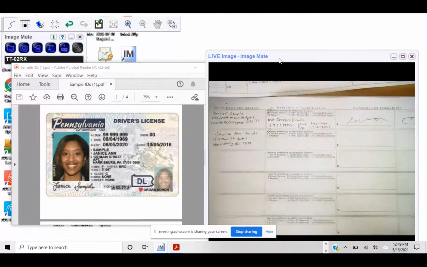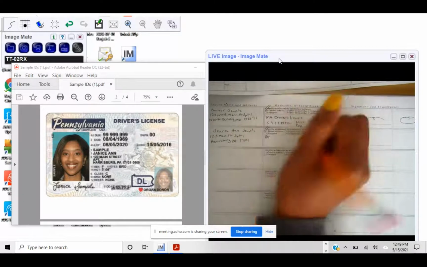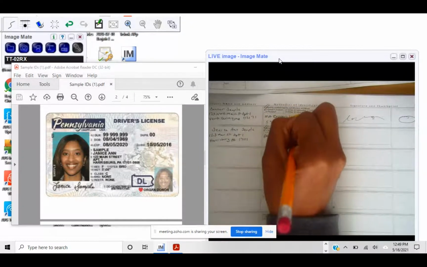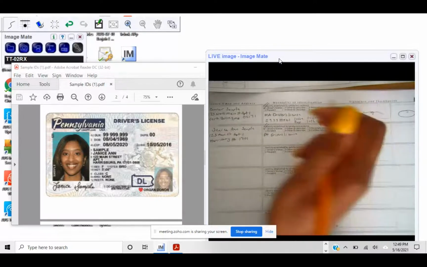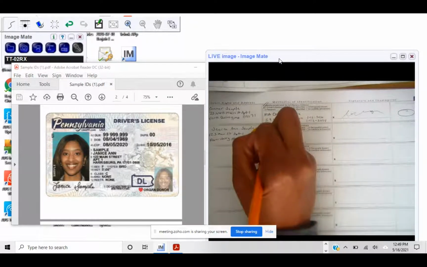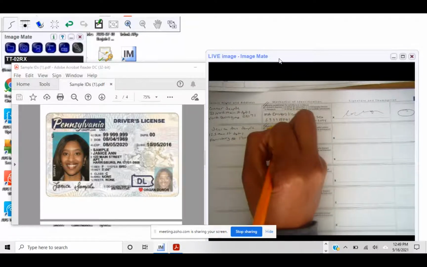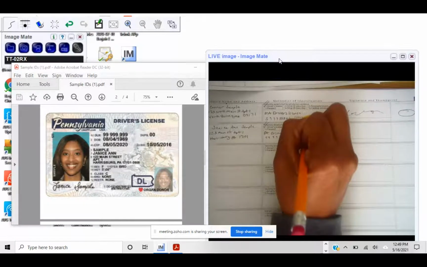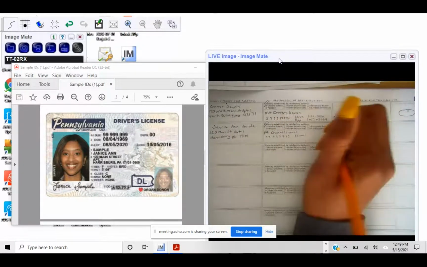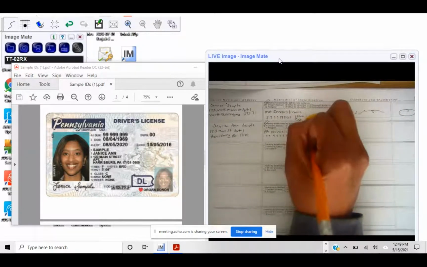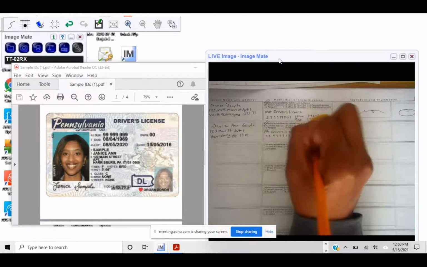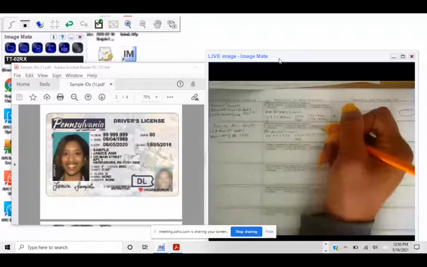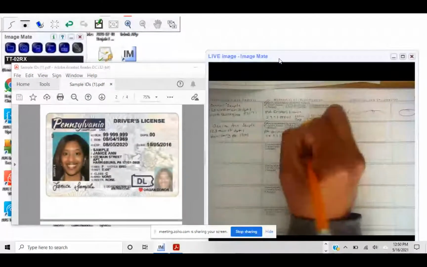Where's my other? So we got PA, driver's license, and then we have the ID number 9999999. And we have issue date 10/5/16, and then we have expiration is, we're going to put 8/5/2024. Okay, guys.